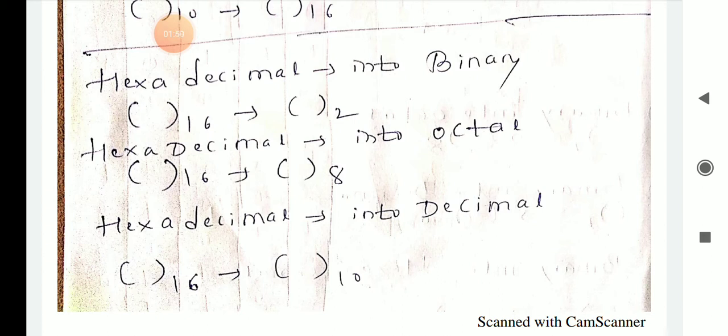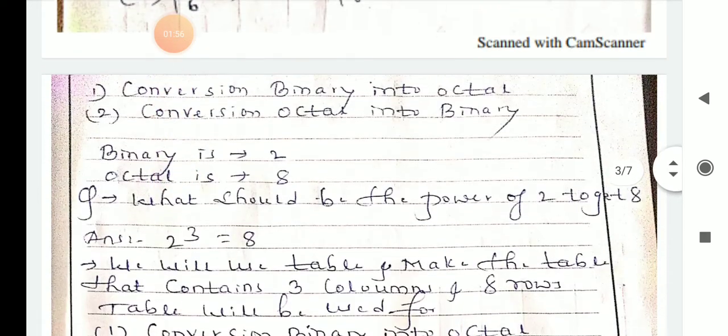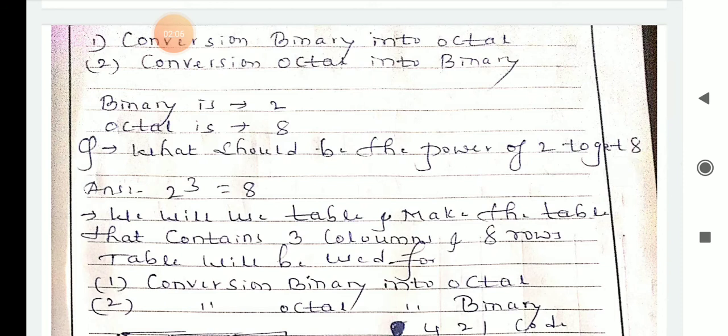Today we will learn the first conversion, that is binary into octal, and the second one, octal into binary. Again, binary is 2 and octal is 8. Binary digits are 0 and 1, and octal digits are 0, 1, 2, 3, 4, 5, 6, 7, up to 7.